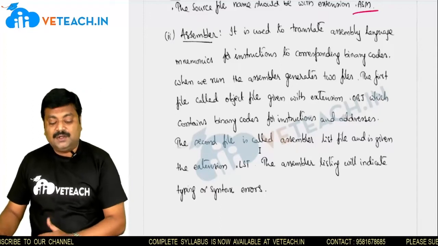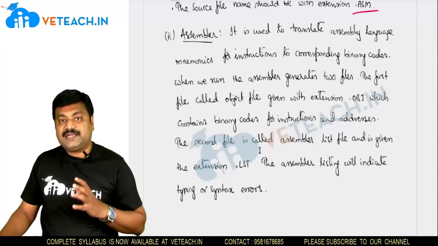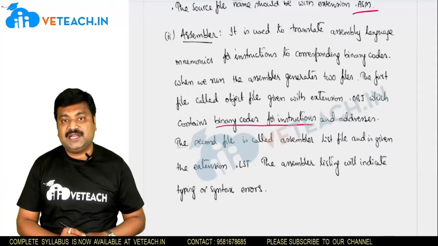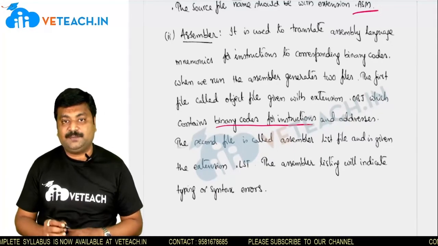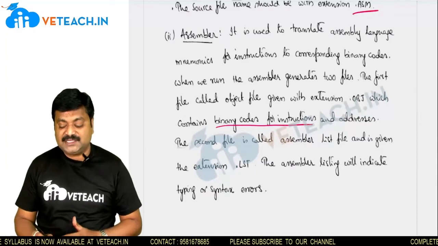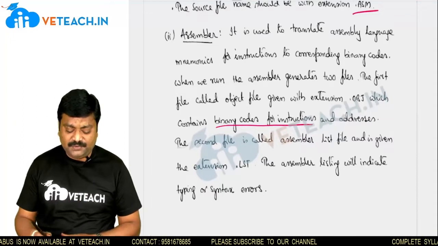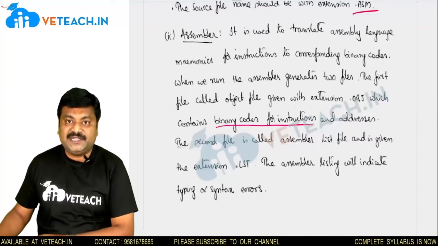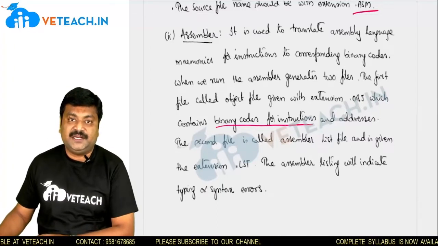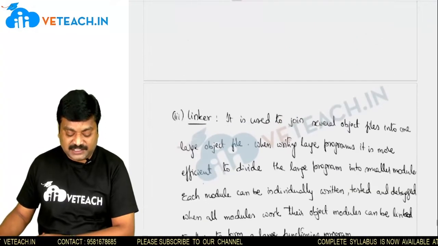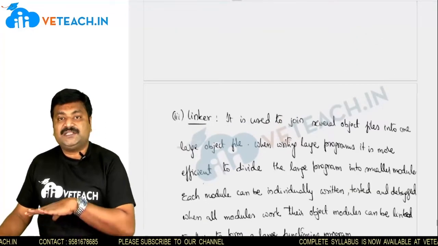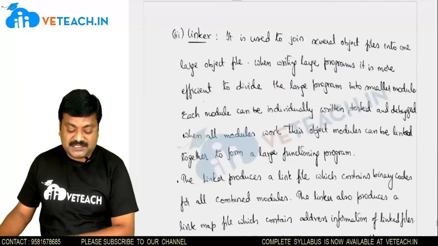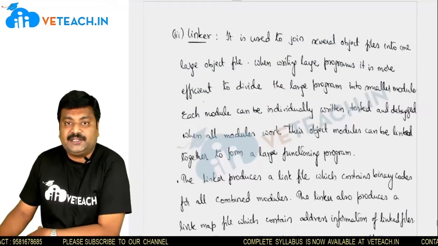And here the object file always contains the binary codes for the instructions and the addresses that are given in the program. Whereas the list file will always indicate the type or the syntax errors that are there in writing the instructions. And after generating the obj file and list file, we need to pass them to the linker tool.